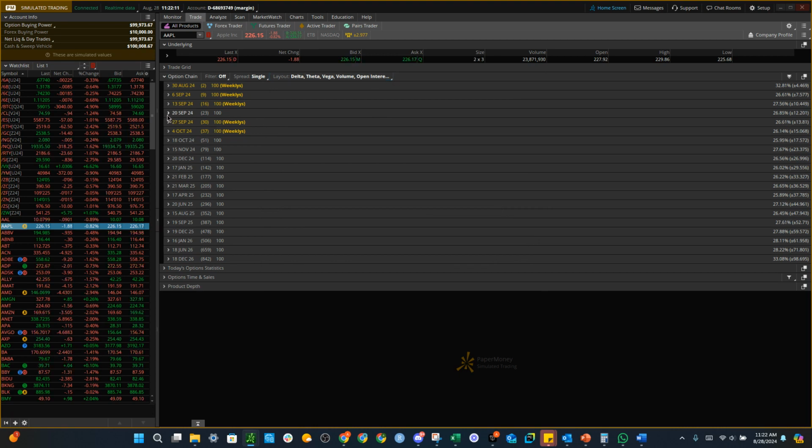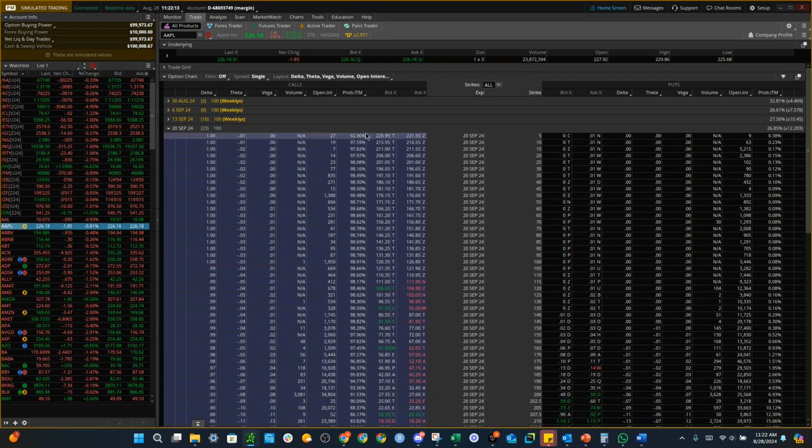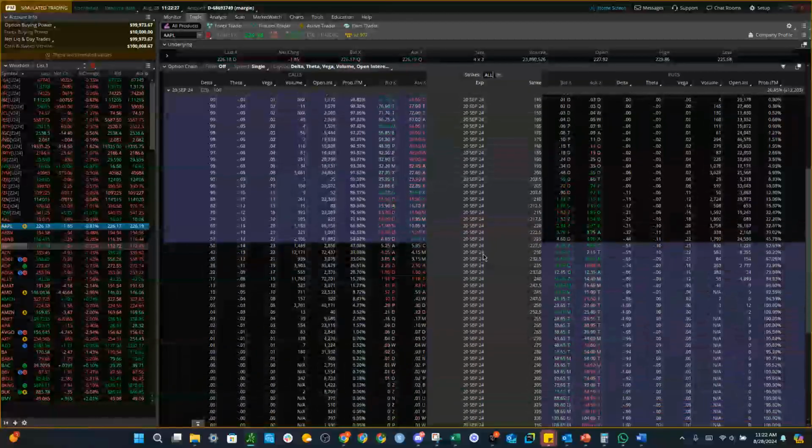When you open an option chain, here, make sure this is selected to all. Again, this is important. You want to see all the strikes. There's an option to select less, 14, 12, 10, but I always look at all of the strikes.